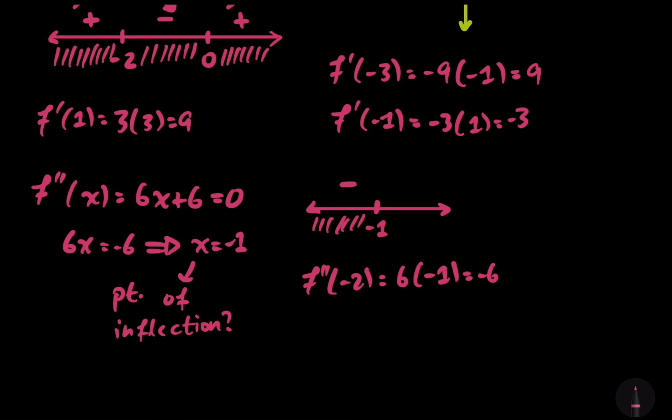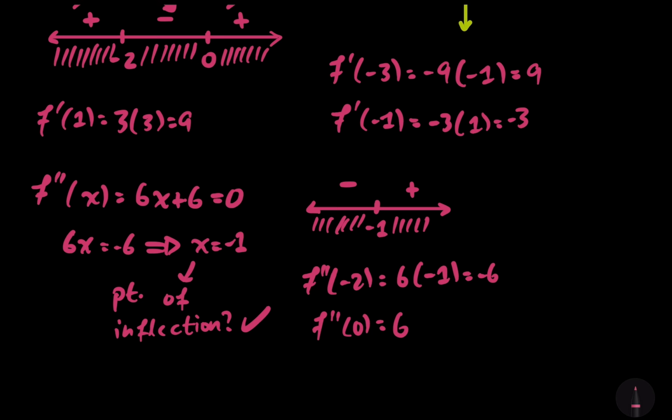So we're negative over this interval. And then for values that are greater than -1, we can pick, for example, f double prime of 0. That's going to be equal to 6. And so we know that we're going to be positive over this interval. And so that tells us that this is going to be a point of inflection, right? Because f double prime changes signs from negative to positive. And so that tells us that at x equals -1, we do have a point of inflection. We do change concavity. And so now we have all of the information that we need.